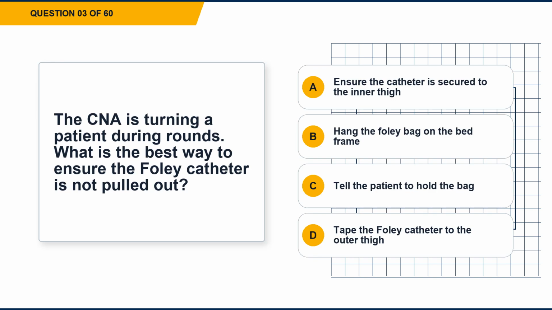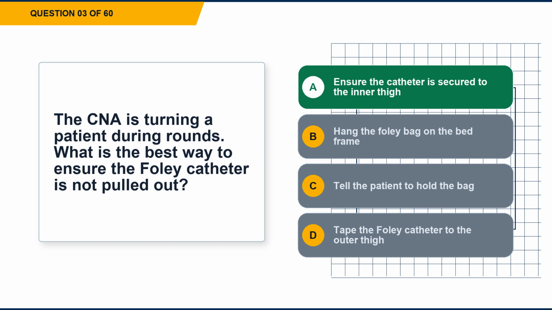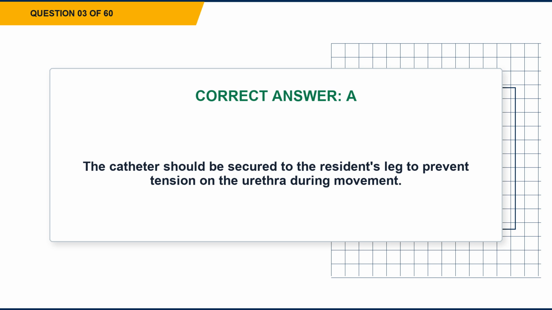Question 3. The CNA is turning a patient during rounds. What is the best way to ensure the Foley catheter is not pulled out? Option A, ensure the catheter is secured to the inner thigh. Option B, hang the Foley bag on the bed frame. Option C, tell the patient to hold the bag. Option D, tape the Foley catheter to the outer thigh. The correct answer is option A, ensure the catheter is secured to the inner thigh. Explanation. The catheter should be secured to the resident's leg to prevent tension on the urethra during movement.